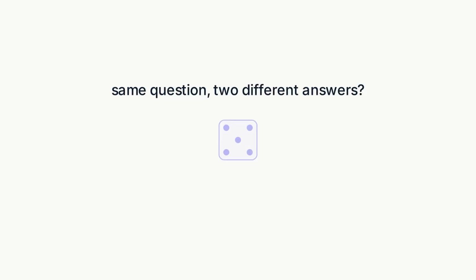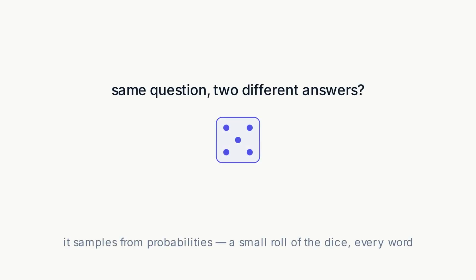This also explains why you can ask the exact same question twice and get two genuinely different answers, because at each step the model is sampling from probabilities, not reciting a fixed script. There's a little roll of the dice built into every single word.